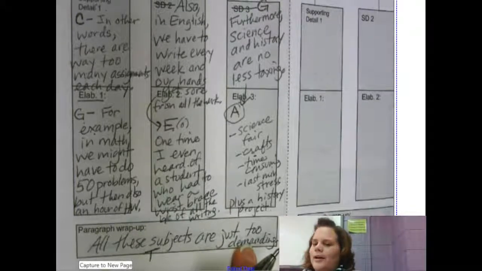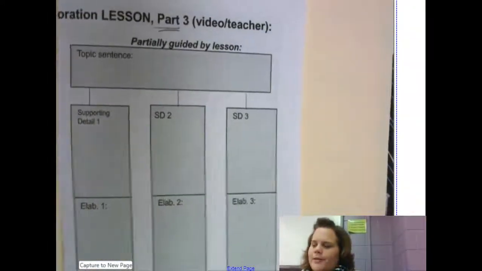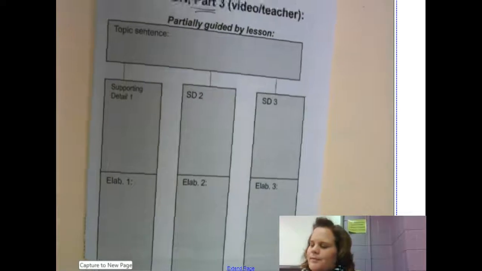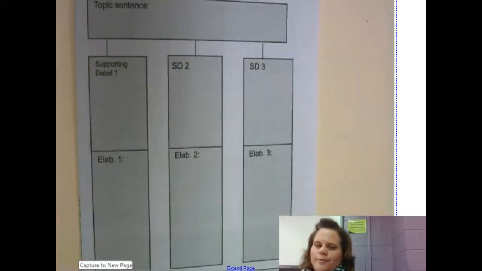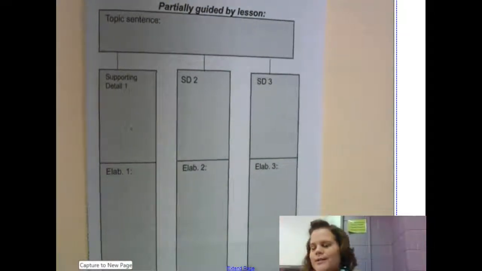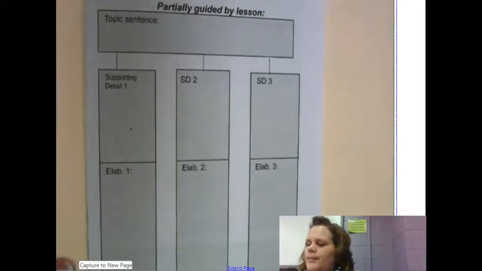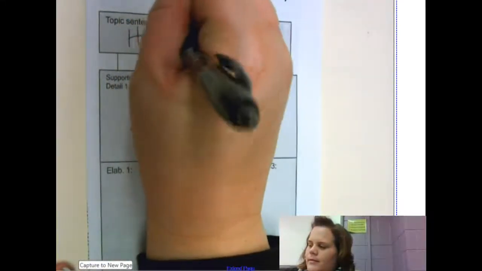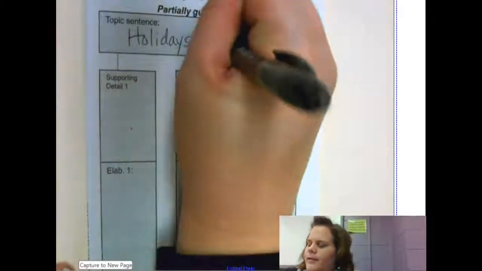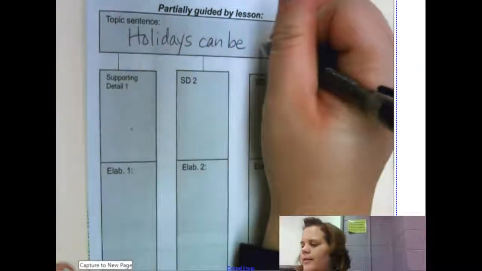You can do this. So, on the next side of your paper, I'm going to give you a topic sentence, and I'm going to give you a clarification, and we're going to fill out this partly together, and then I want you to try the rest and show it to your teacher. So let's try this. Topic sentence, holidays can be tiring.